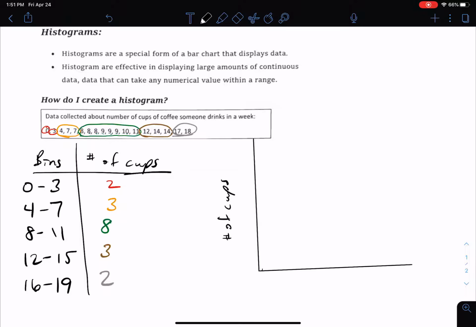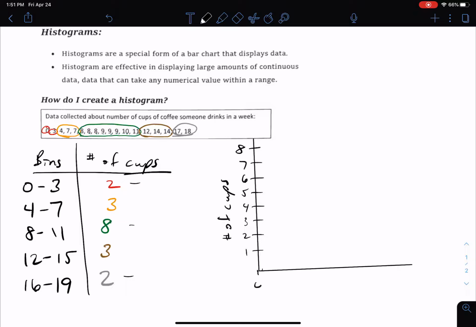Okay. So on my number of cups, I can see that 2 is the smallest. I got 2 there and 2 there, and then 8 is the biggest. So I need to go up to 8. So I'll go 1, 2, 3, 4, 5, 6, 7, 8. Okay. And along the bottom are going to be my bins.